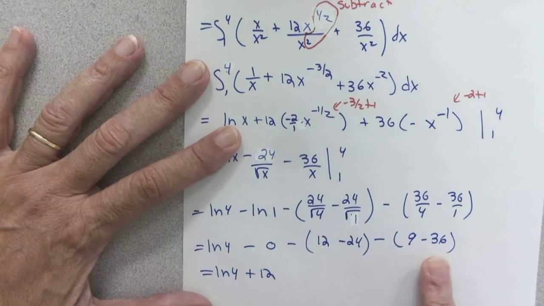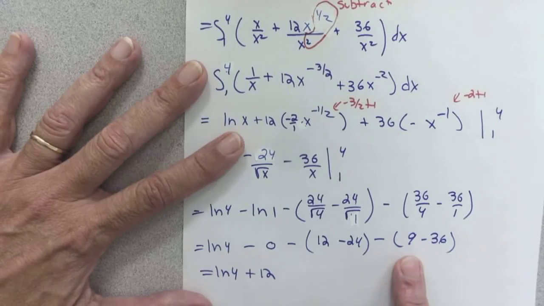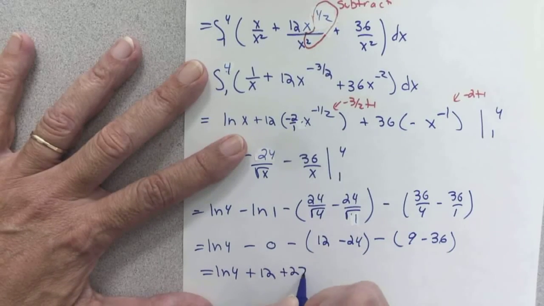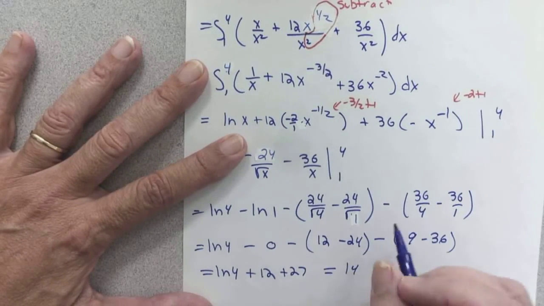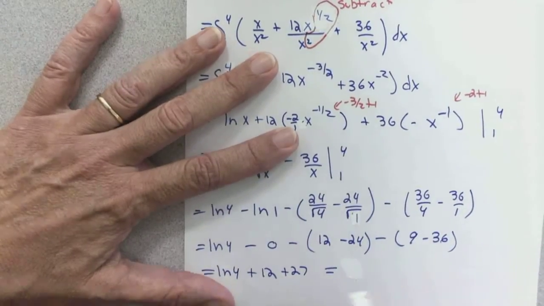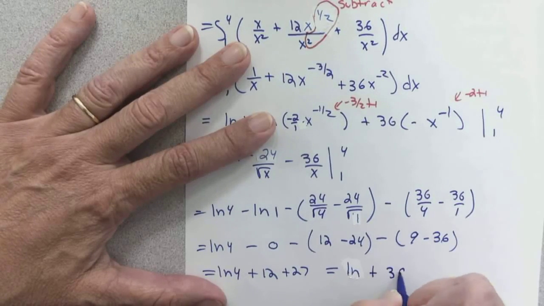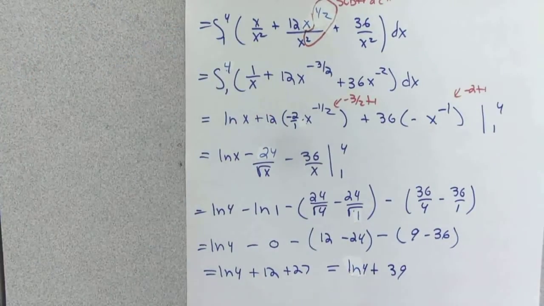And what, that's going to be negative 27 there. 9 minus 36 is negative 27, so then that's going to be plus 27, which gives me natural log of 4 plus 39. And there's my answer.